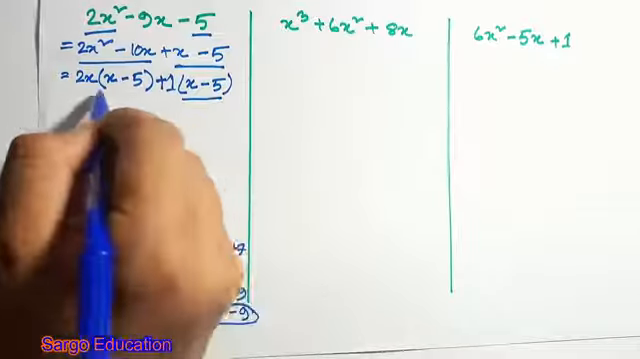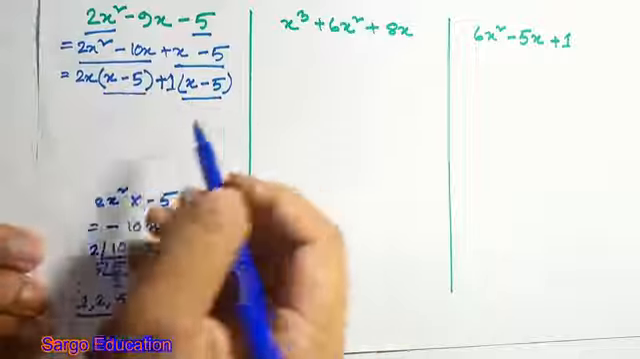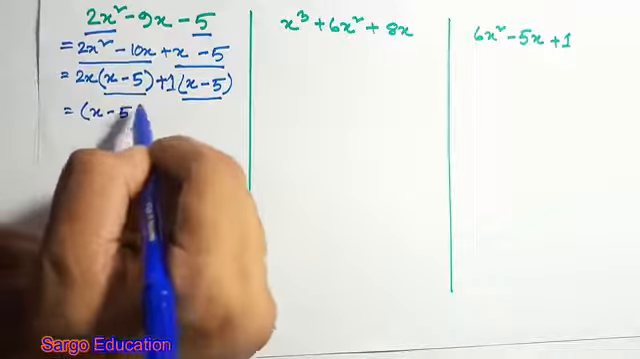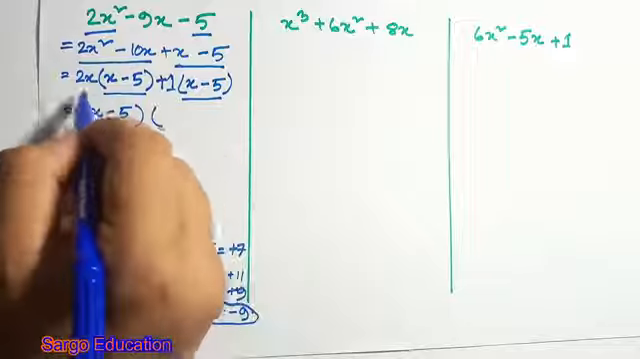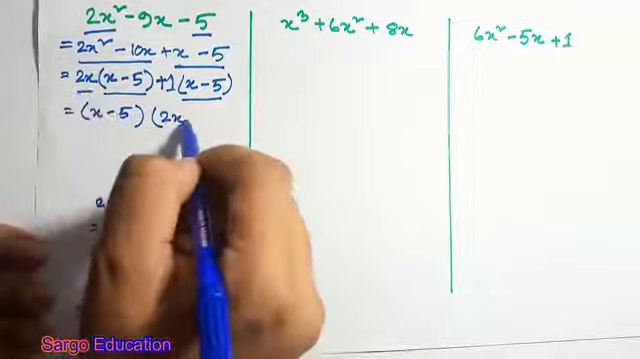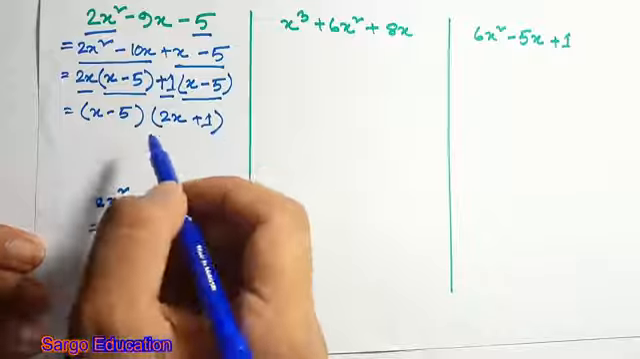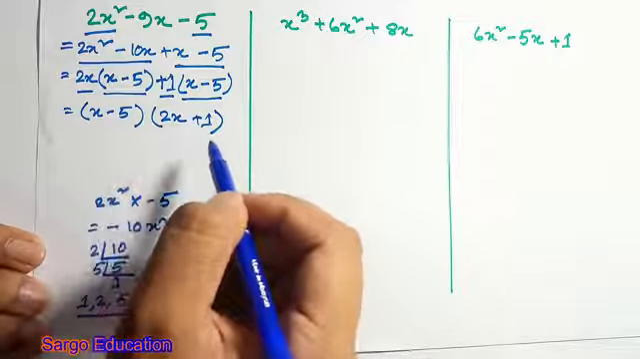Here x minus 5 and x minus 5 appear twice. Then we can take x minus 5 common here. Then the remaining terms are 2x and plus 1. That is the answer of this math.